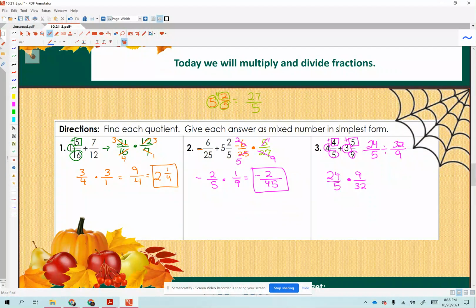So 24 divided by 8 is 3. 32 divided by 8 is 4. Much easier to work with those smaller numbers. Now I multiply straight across. They're both positive, I'm just double checking. So 9 times 3 is 27. 5 times 4 is 20. And 27 divided by 20 is 1, and 7/20 left over, which we cannot simplify any further. So that is our final answer.